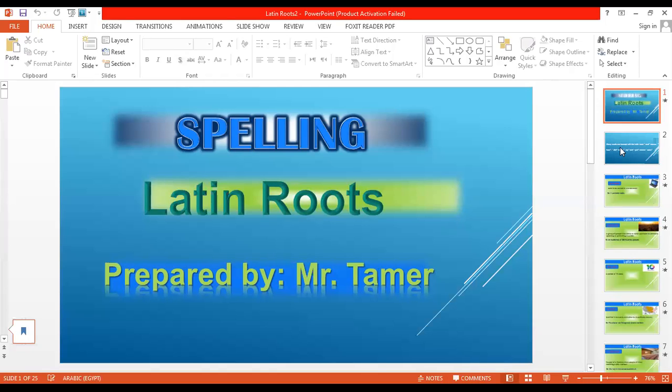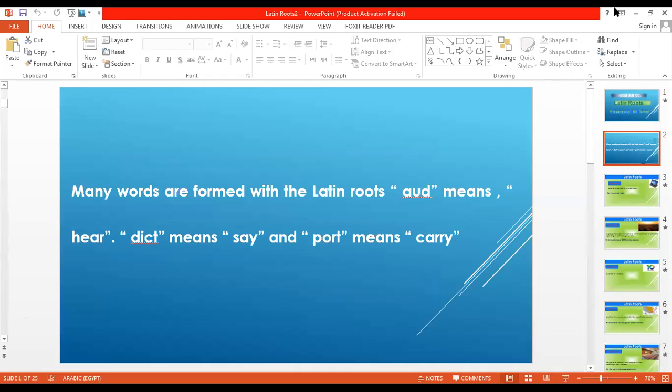It's a Latin root, and we started a lesson like this before. So we can form many words with the Latin root, like the word audit, which means hear, dict means say, and port means carry.